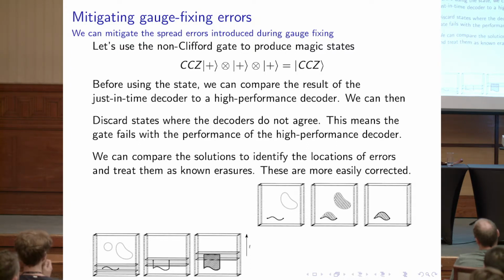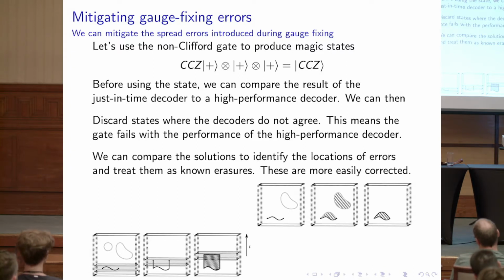And the reason to do that is you can take a CCZ gate on your logical pluses that are easy to prepare fault tolerantly and make a CCZ state. I said gate, I meant state. While you've got the CCZ state there, you can check. You can check to see your just-in-time decoder did what it was supposed to do, and that's really helpful.